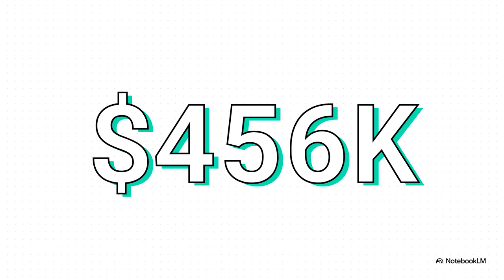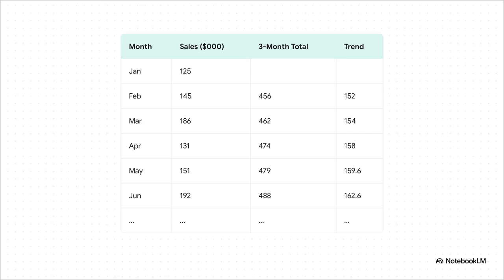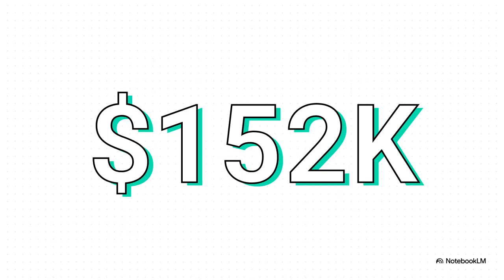Now here's the key part. You take that total and you stick it right next to the middle month of that group, which in this case is February. Okay, we're almost there. Now, to get our very first moving average, which is our trend value, we just divide that total by 3. And boom, that gives us $152,000. And just like that, we have our first trend value. See how that number gives us a much cleaner picture of where sales are actually heading? All that random monthly noise is gone.